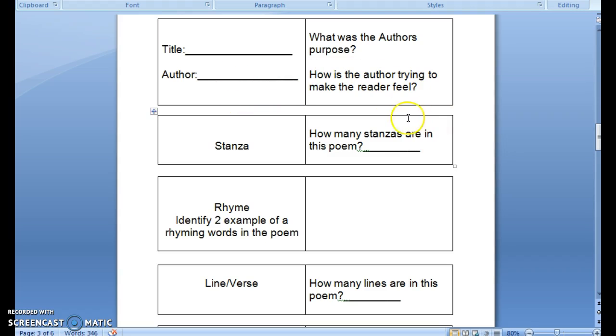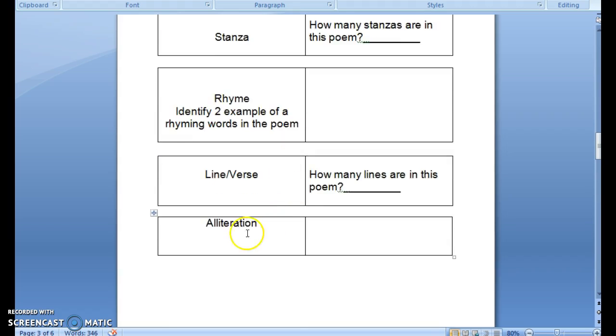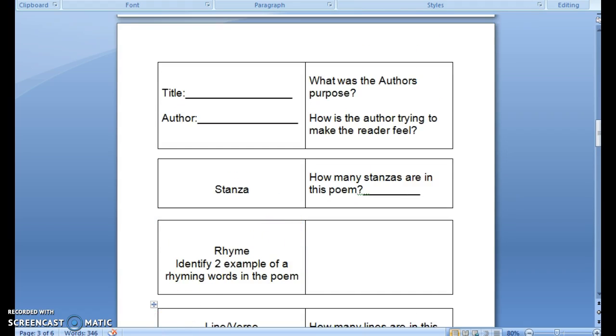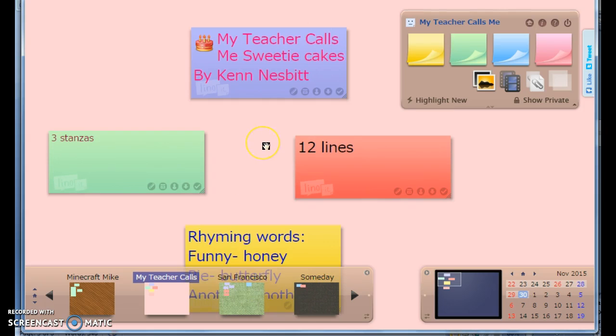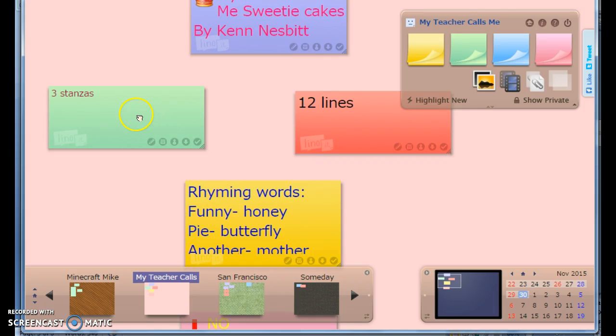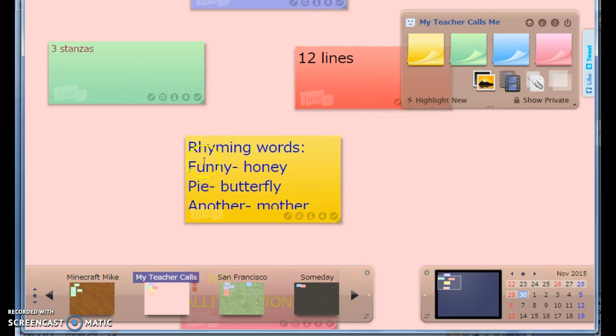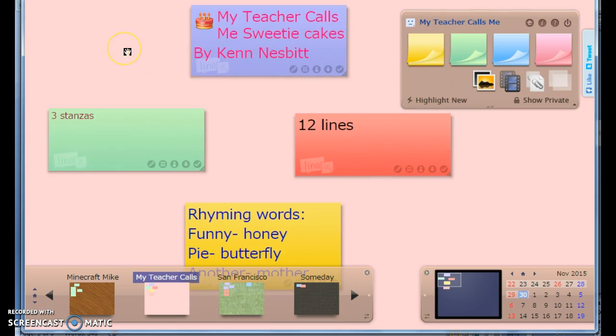Once they had the information completed on the recording sheet, they would then go to the app Lino and enter in their information on the sticky notes. They would need to create a title sticky, as well as who the author was, how many stanzas the poem included, how many lines, as well as a list of rhyming words. The students have used this app before in reading groups, so this was not something that was new or challenging to the students.